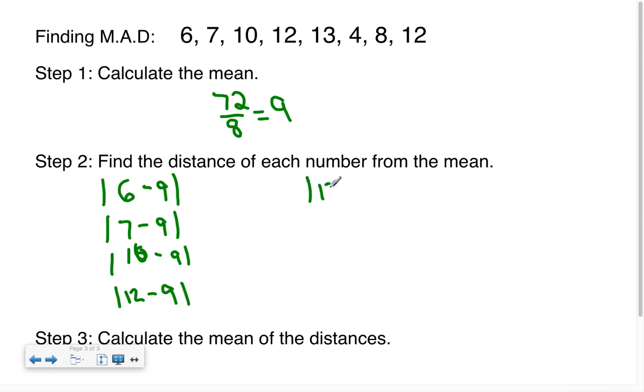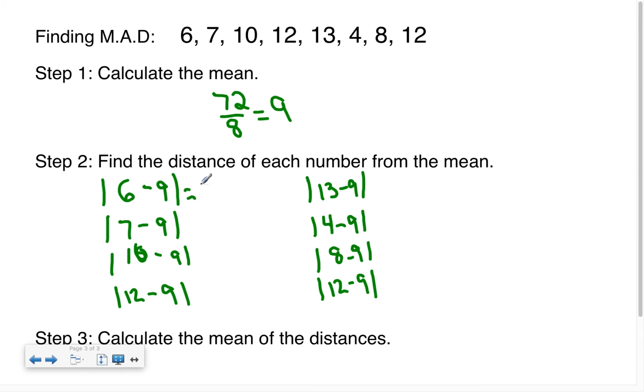Then we have the absolute value of 13 minus 9, 4 minus 9, 8 minus 9, and finally 12 minus 9. So we have 8 of them, and then we have our 8 up there. All right, so we subtract.